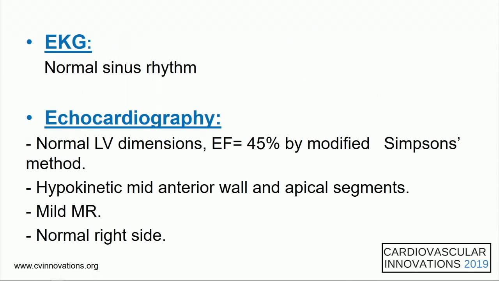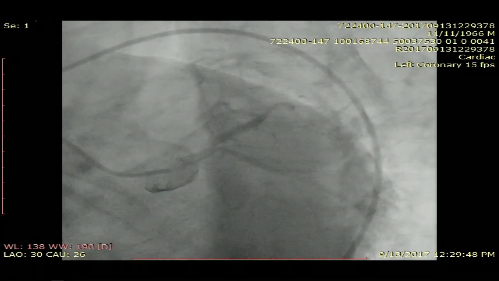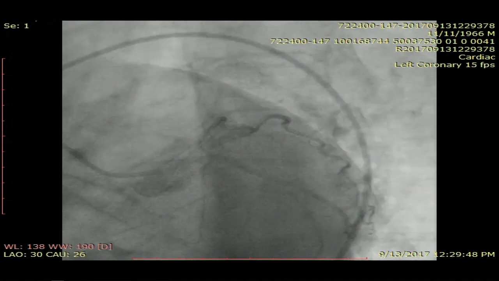Her EKG showed normal sinus rhythm, and the echocardiography showed mild LV systolic dysfunction by modified Simpson's method, 45%, and hypokinetic mid anterior wall and apical segments, mild mitral regurgitation, and normal right side. She was planned to undergo coronary angiography. We'll show the films together.